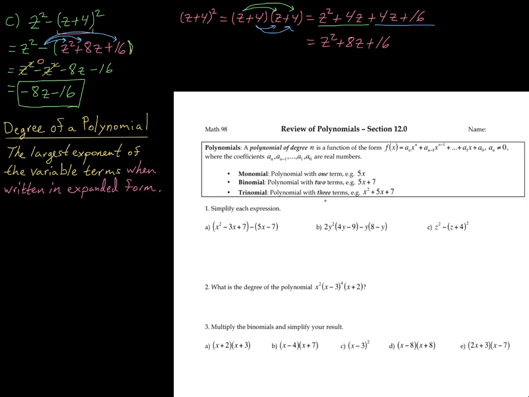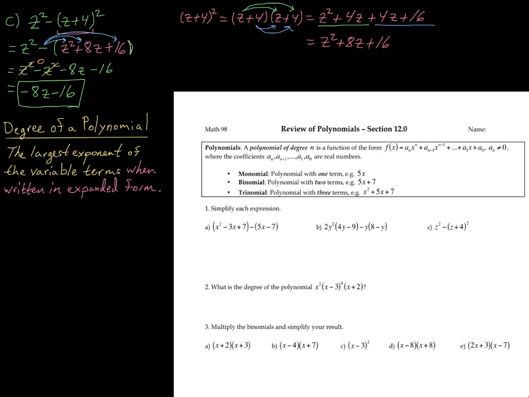Okay, next up in section 12.0 on our review of polynomials, we're going to look at question number 2, which says, what is the degree of the polynomial x squared times (x minus 3) to the fourth times (x plus 2)? Okay, so let's first just recall what the degree of a polynomial is.